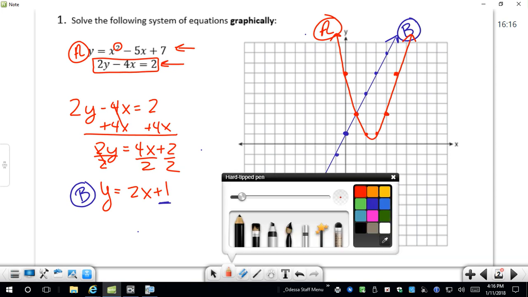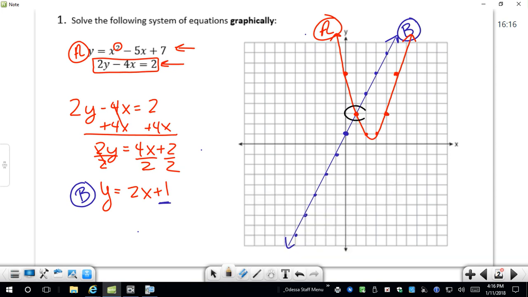You might notice right off the bat that we can clearly see there is one intersection point right here. Remember, we circled that up, and I'm going to write that over here. That is the point 1, 3. So that is our first solution.